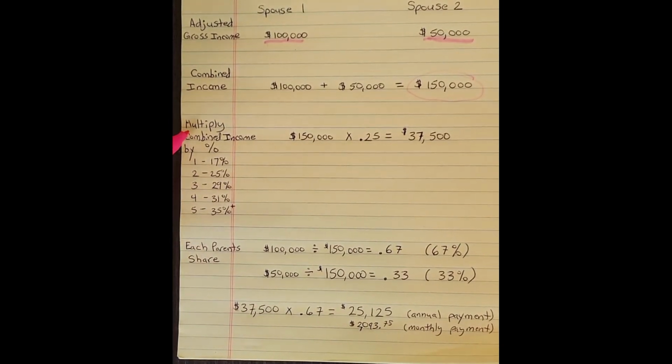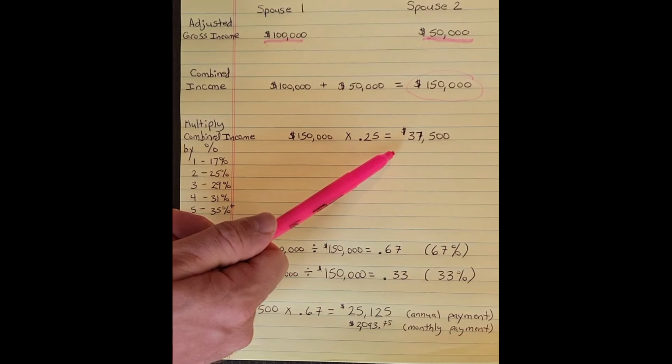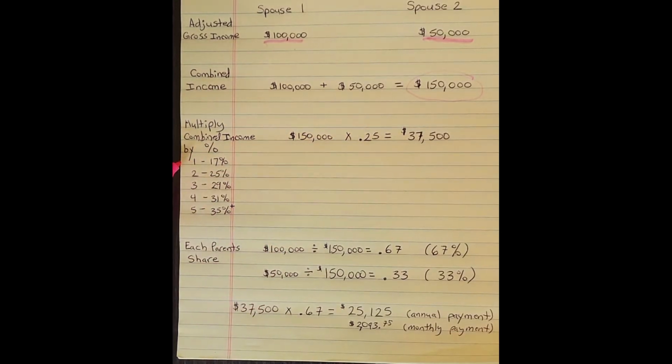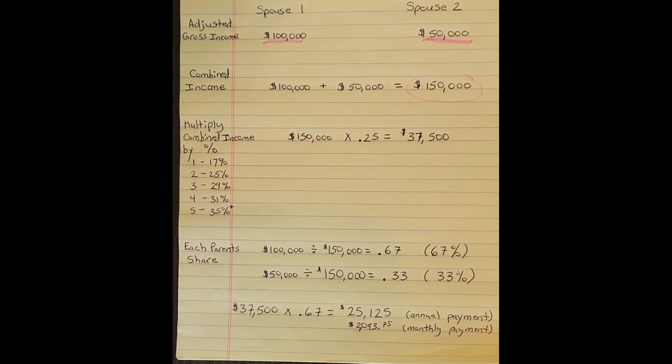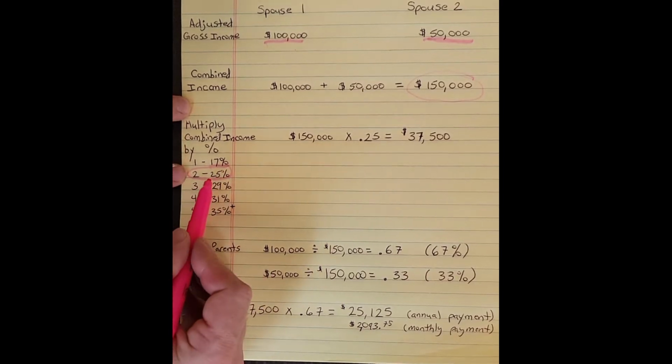The next step, you have to figure out the percentage to determine the child support amount. The percentage is going to be based on the number of kids. So if it's one child, you're going to multiply the combined income by 17%. Two children would be multiply it by 25%, and so on. In this example, it's going to be two children. So the correct amount is 25%.